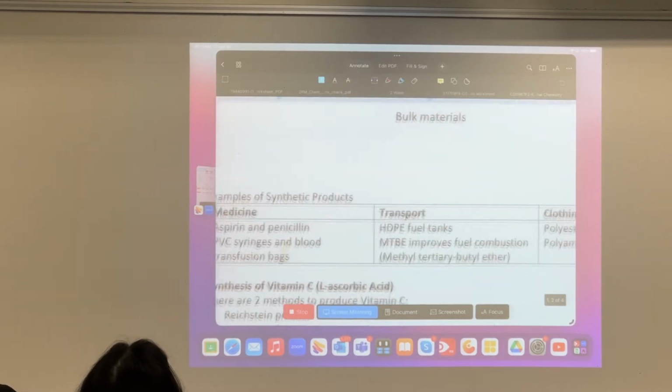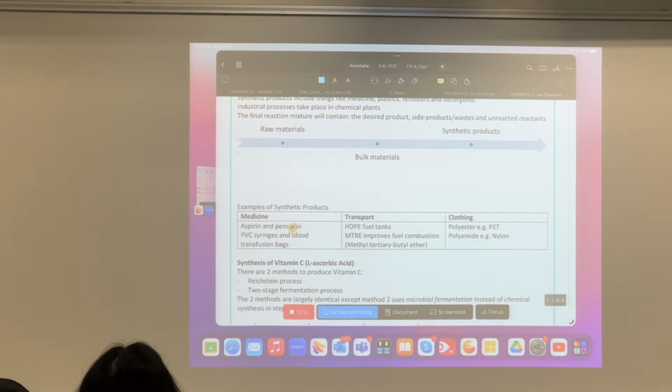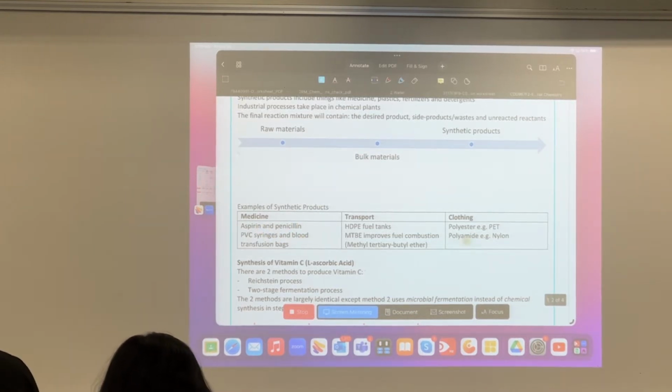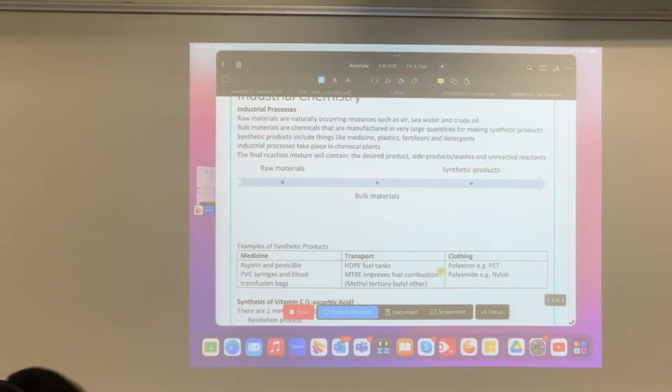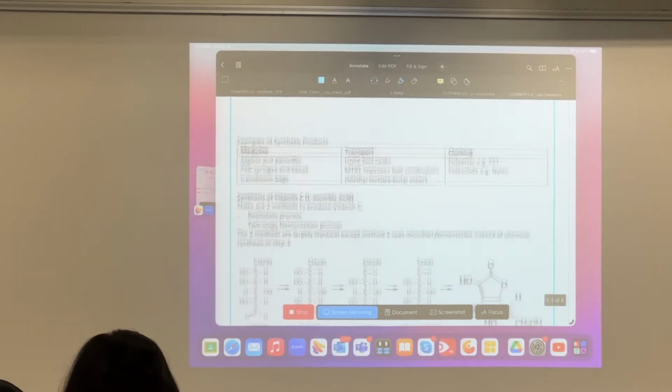So penicillin, those of you who take biology will know, is an antibiotic, not antibody, but antibiotic. And then the other stuff, just remember it. I think this will only appear in MC, where they ask you which of the following are examples of synthetic products. If you see petroleum here, petroleum is just a raw material, it's not a synthetic product.